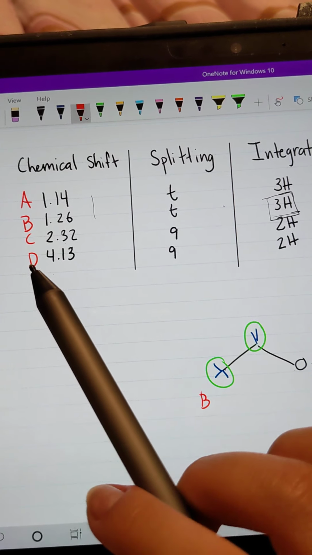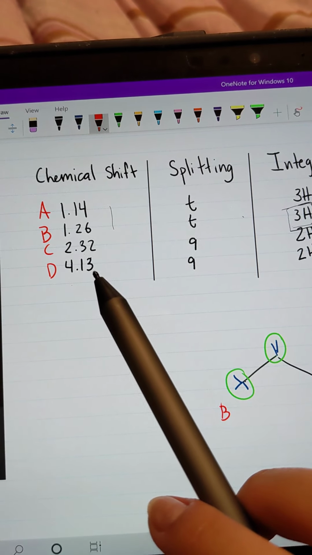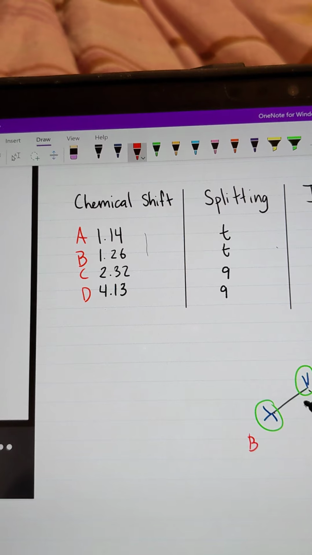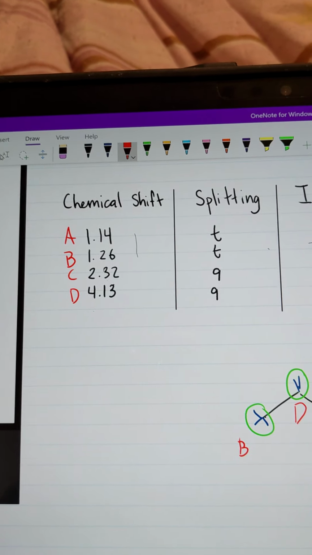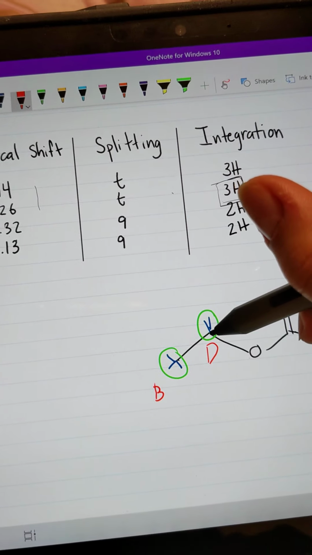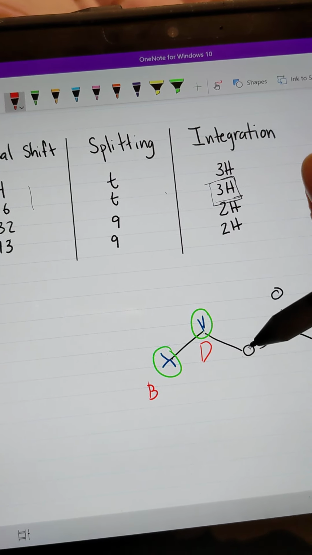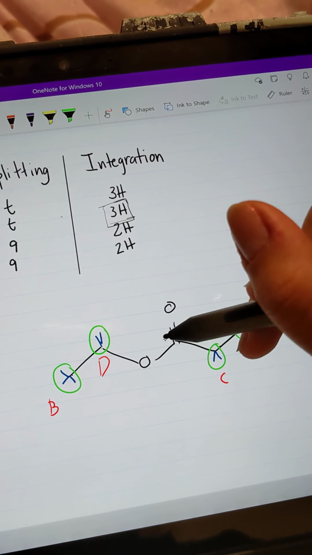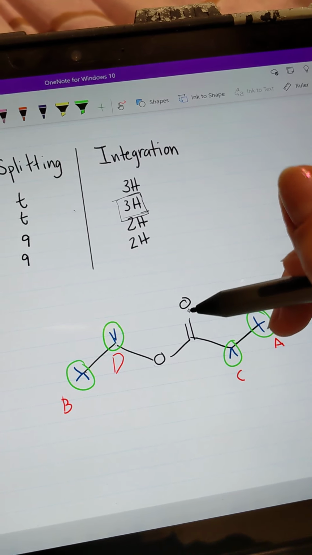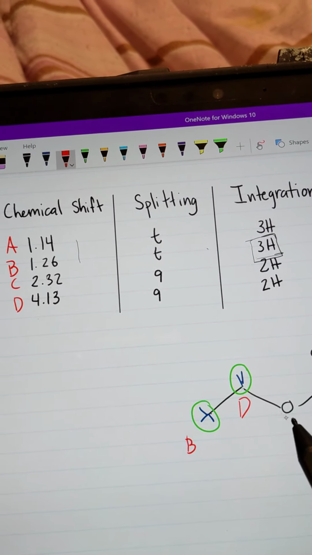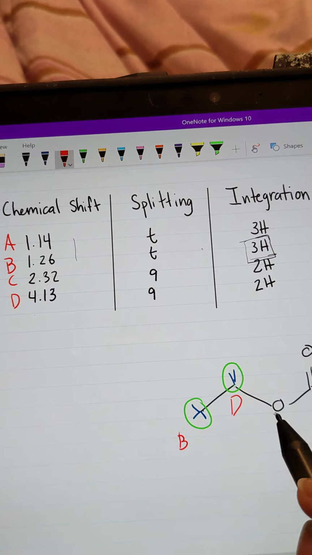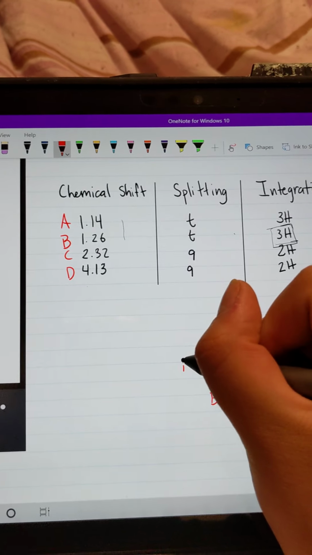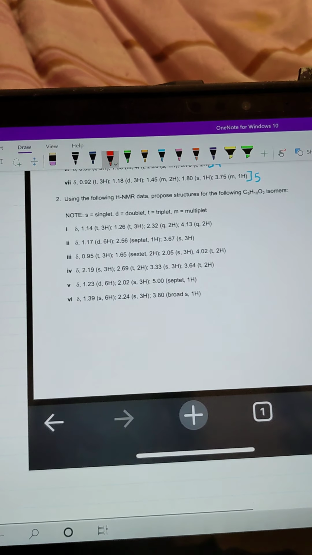So one of them is significantly more downfield than the other. And I would say that this one is D, which is more downfield because it's attached to a carbon directly attached to an oxygen. Whereas these two are attached to a carbon, attached to another carbon, attached to an oxygen. So I would say this one is closer to the oxygen, so it's more downfield. So yeah, so this would be for question number 1. I guess part 1 of question number 2.